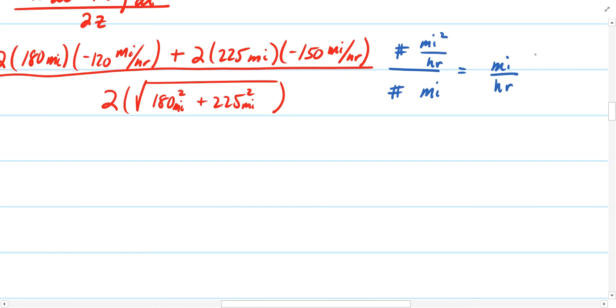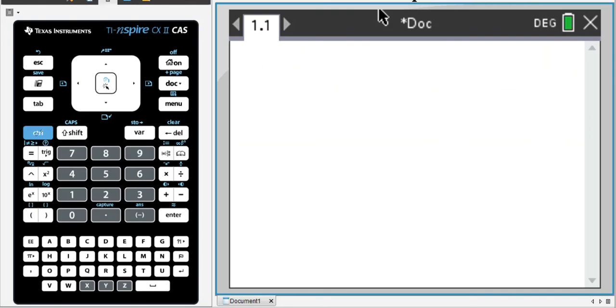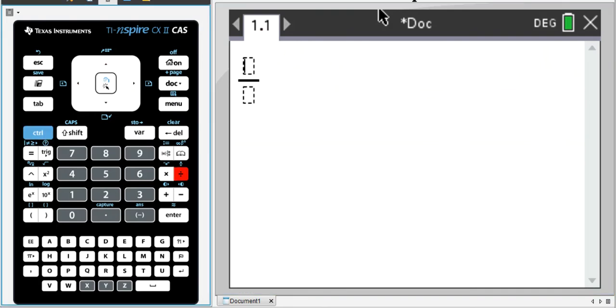And that's good because that's exactly what we want. The rate at which the distance along the z line is changing with respect to time is going to be measured in miles per hour. All right, so we've got the calculator started up. I'll pull it up now, and we'll try to enter that expression in this calculator.